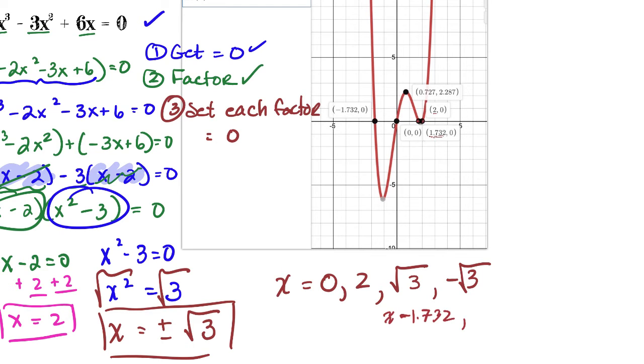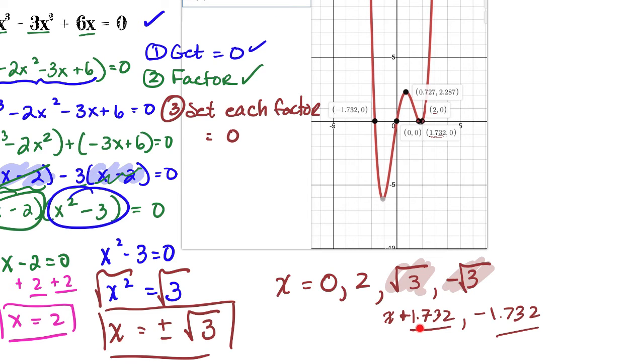And, oops, that's a positive one, and the other one would be the negative 1.732. Okay, but again, those are approximations. When we write them with the square root in them, those are exact answers. If I plug in root 3 into this original function, it would give me 0 exactly.